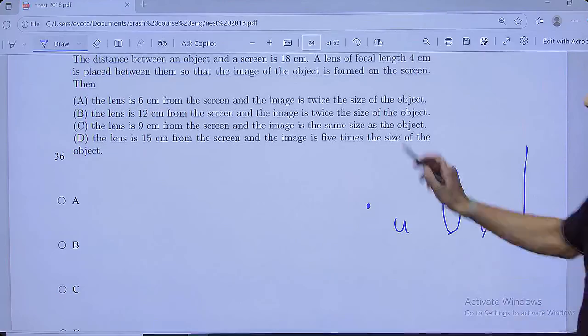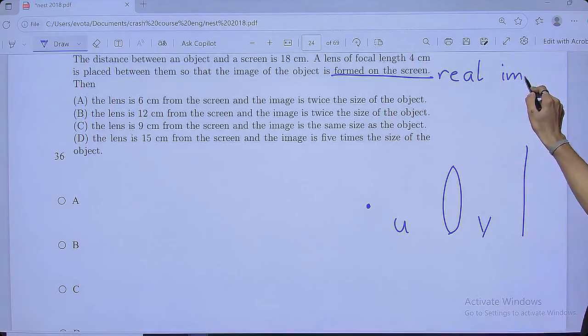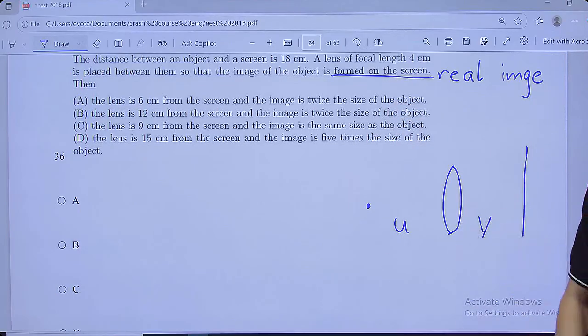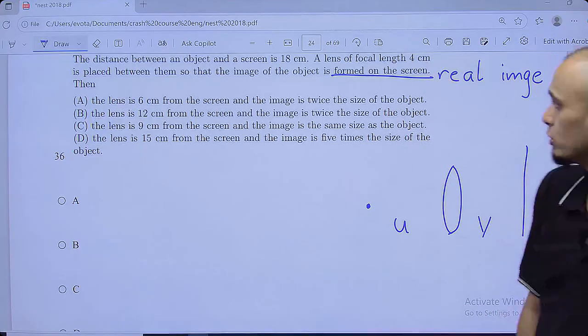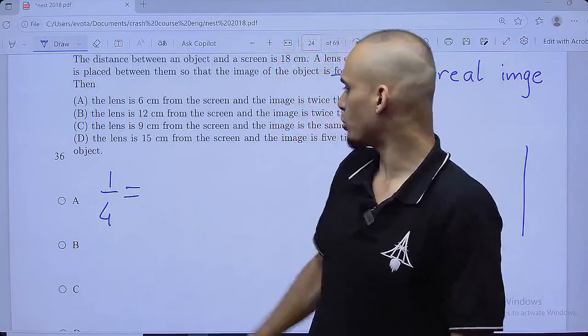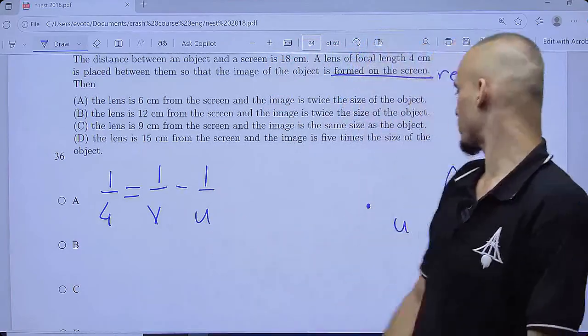And since the image is formed on the screen, we know it has to be a real image. Since the lens is between them, the image also has to be inverted. The focal length is given to be 4. We can use the lens formula over here. 1 upon 4 should be equal to 1 upon v minus of 1 upon u.